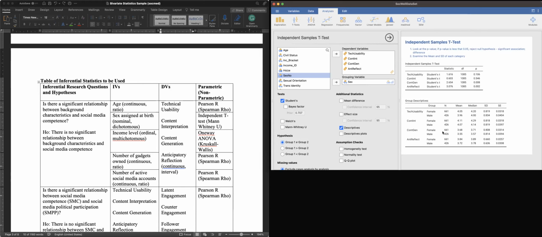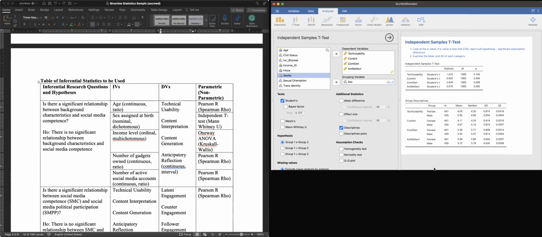So you have your female versus male, you have the number per male and female, and then you have here the mean, and then the SD. And as you can see, the mean for the females is higher than males for content generation. So females have significantly higher levels of content generation. And anticipatory reflection was 3.84 versus 3.72. So females have significantly higher levels of content generation and anticipatory reflection compared to males. This one, yes, you can see that the mean is higher for females than males, but it's not significant, meaning the difference that we see here can only be attributed to chance and may not really be influenced by the independent variable, which is sex assigned at birth.